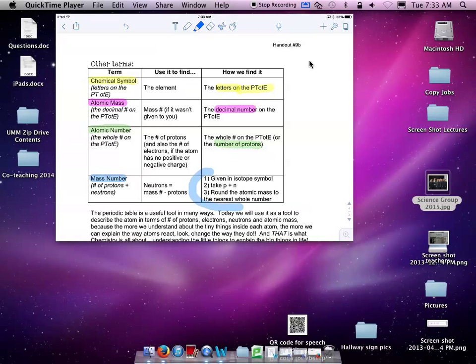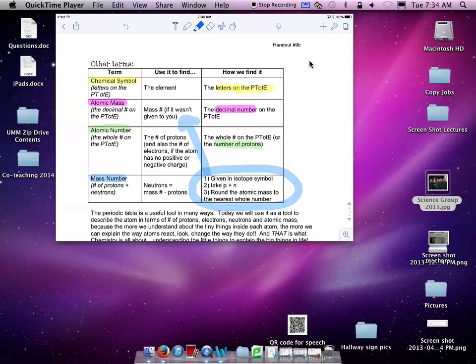So sometimes I will just give it to you in what is known as the isotope symbol. A definition of isotope is an atom with a different number of neutrons, so that changes its mass number. So sometimes I'll just give you the mass number. Another thing you can do is take the protons plus the neutrons to find the mass number, because that's the definition of mass number. Or the other option is, like I told you here, you can take the atomic mass and round it to the nearest whole number, and that will give you the mass number if I don't give it to you. But always try to use the given version if you can.